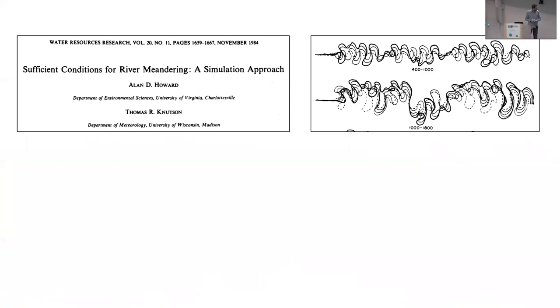If I think about it, fundamentally, as reviewer number two said correctly, this is not new. Essentially, there are two papers, and all I'm saying is that these two papers are amazing. One of them is this paper by Alan Howard and Thomas Knutson, which is probably one of the first computer simulation papers in the earth sciences, Sufficient Conditions for River Meandering: A Simulation Approach. And this paper essentially says and shows how to do it on a computer. It says that migration rate is a function of the weighted sum of upstream curvatures. And we'll get back to that.